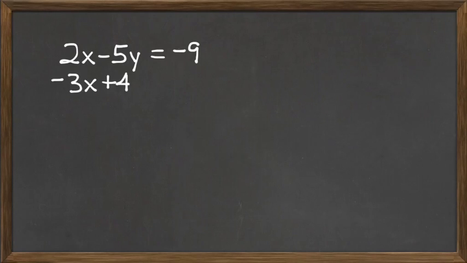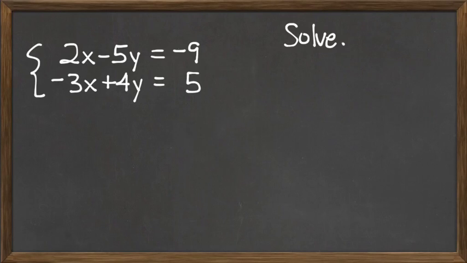Let's say I have 2x minus 5y equals negative 9, and negative 3x plus 4y is equal to 5. So here's the system. And let's say I want to solve this system using elimination. Now what would we want to do? What does my process look like?